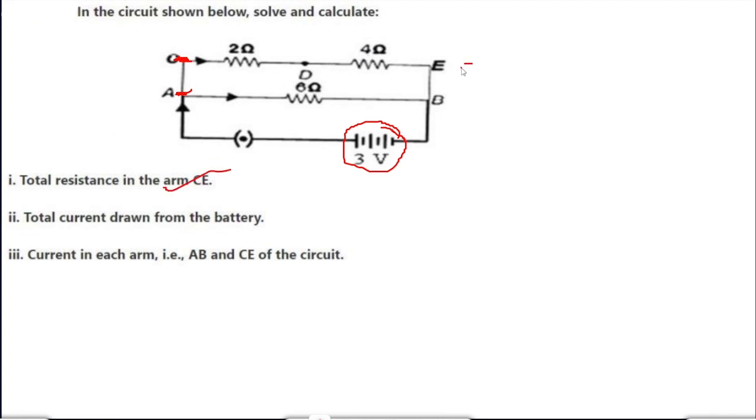So what is arm CE? It is simply in series, right? So I can write 4 plus 2, that is 6 ohms. Okay, so the total resistance in arm CE is 6 ohm, and next the total current drawn from the battery.